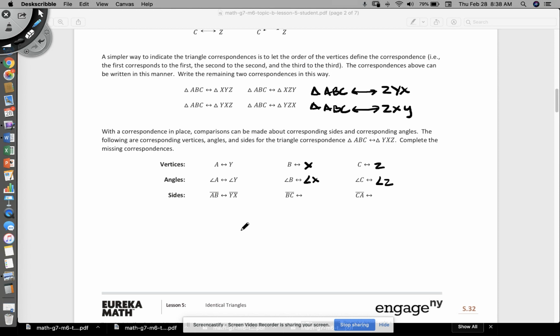Now let's create our lines. We had line AB corresponds with YX. BC corresponds with, well, what was I using for B? I was using X. And then what was I using for C? I was using Z. So I'm going to say line XZ, because B and then the C. Now over here I have C and then I have A. So my C is Z. And what was the letter I was using for A? Y. There you go.